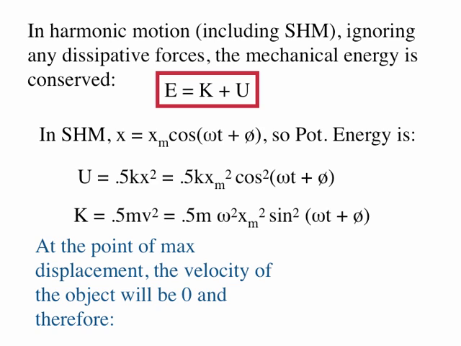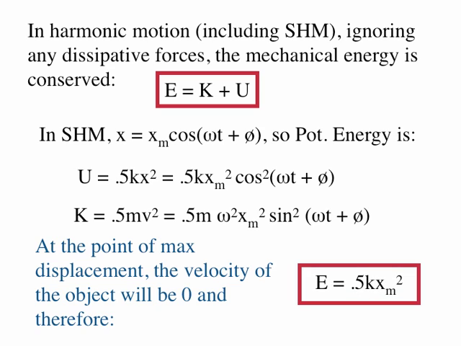For example, at the point of maximum displacement, the velocity of the object will be 0. And therefore, if the velocity of the object is 0, all of the energy must be potential. And since we're at the amplitude, our phase angle cosine would come out to be 1, and therefore the equation for total energy would be 1/2 k times amplitude squared. This again would be at the point of maximum displacement, when the cosine of our phase angle is 1.